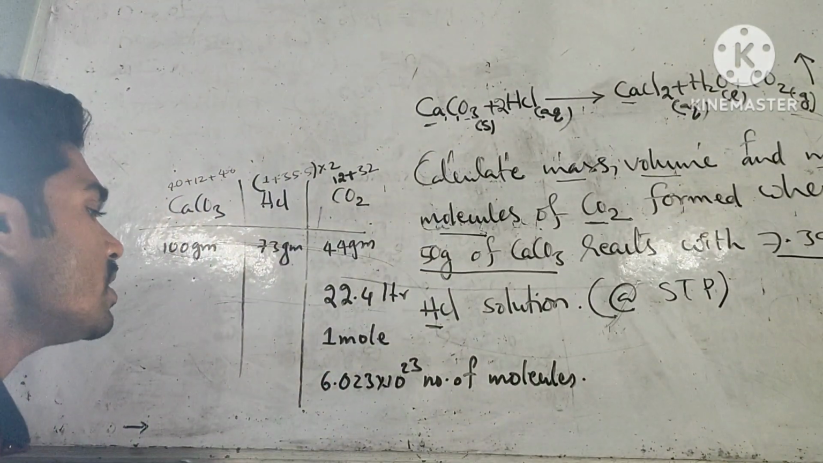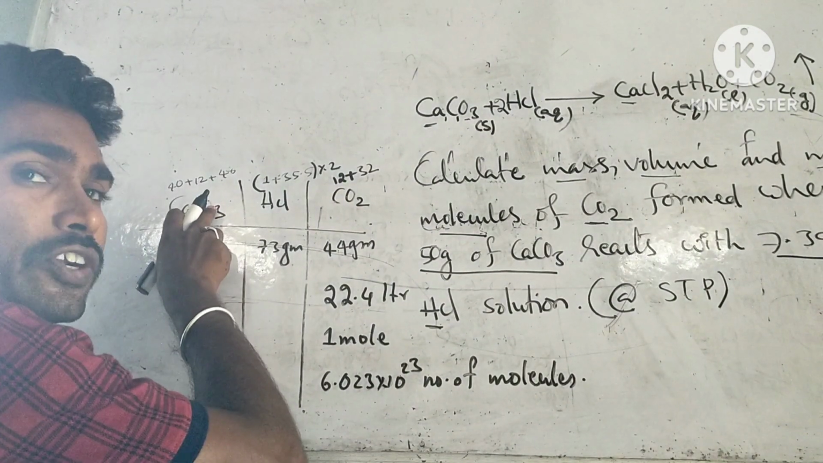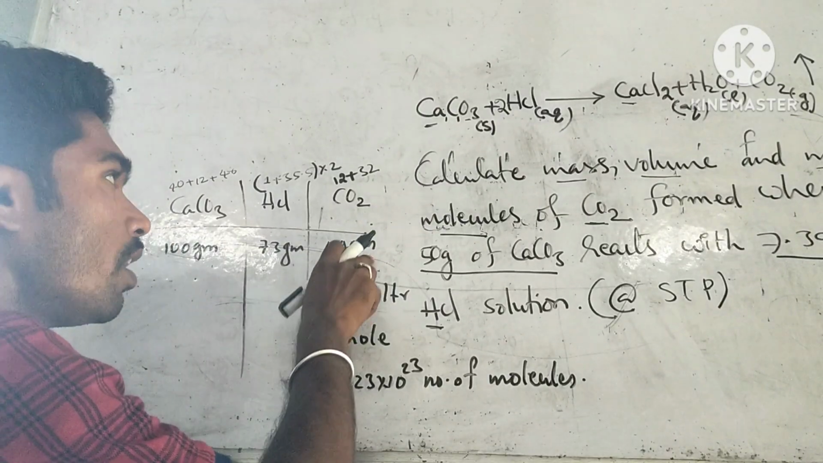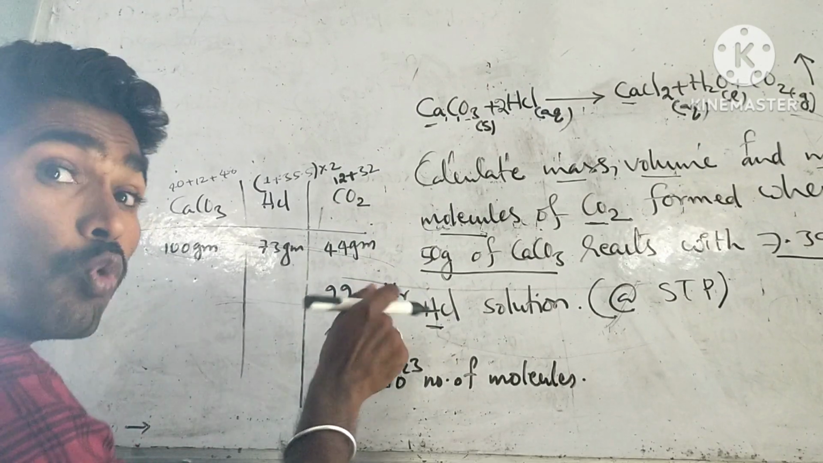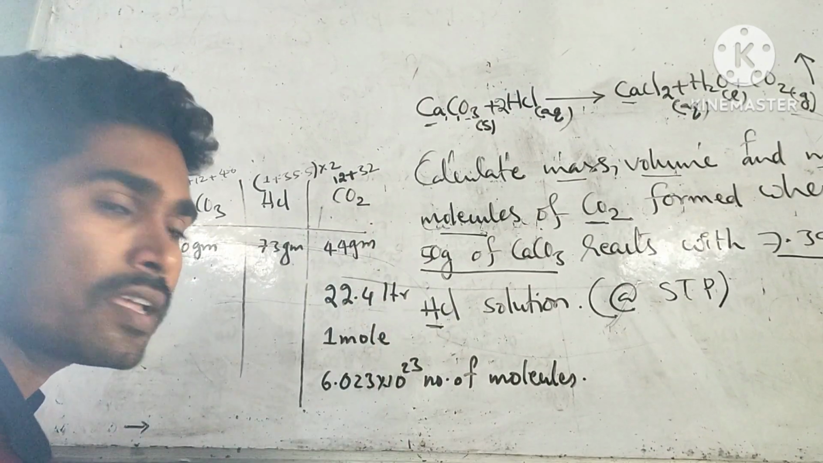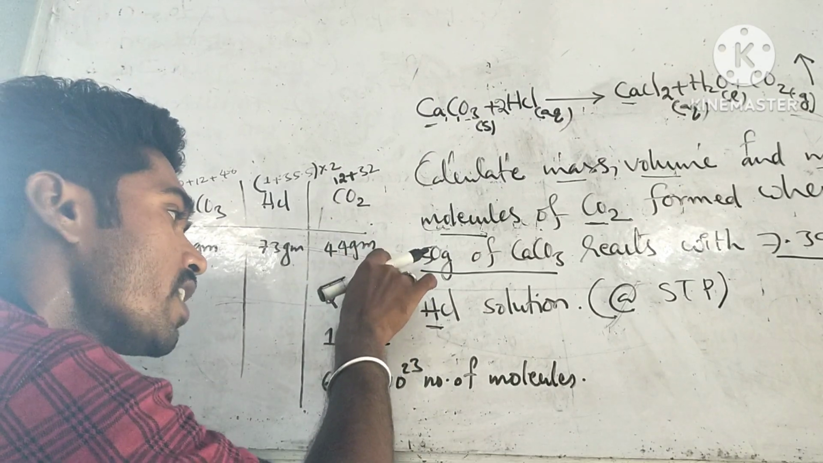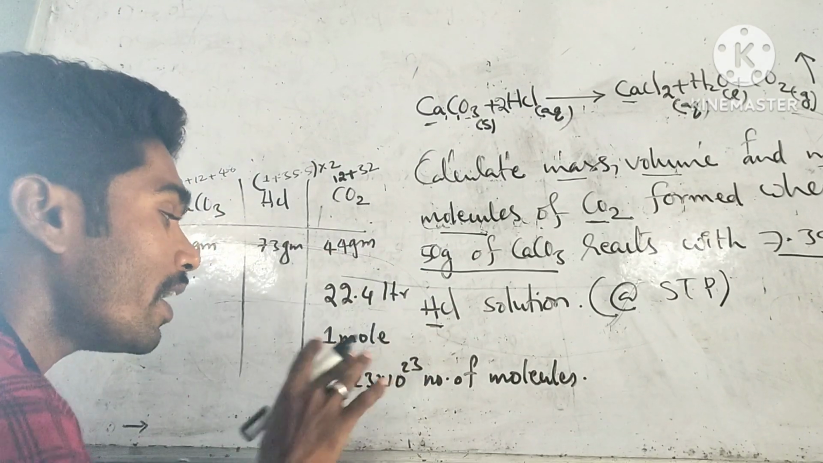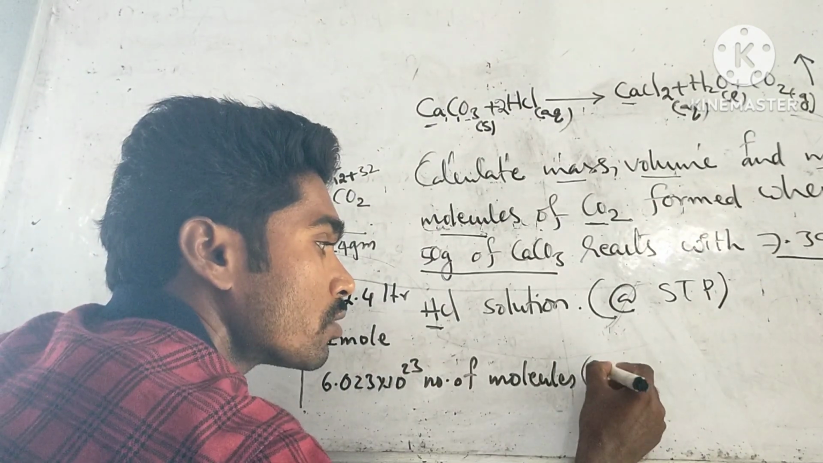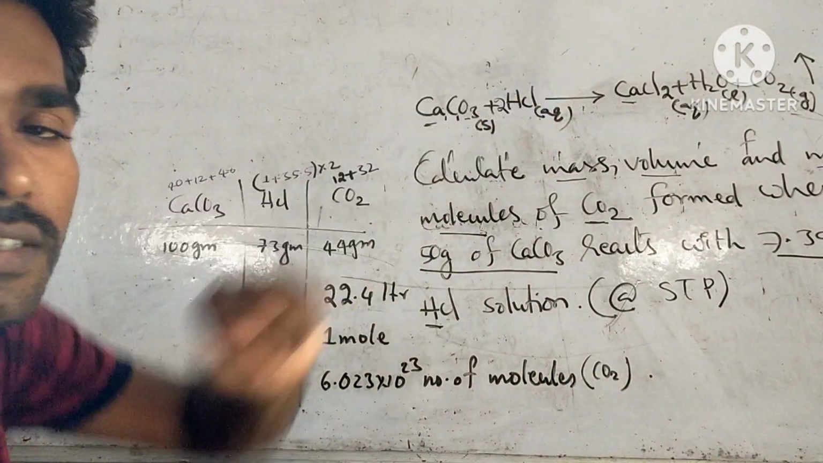So now, when you take 100 grams of calcium carbonate to react with 73 grams of hydrochloric acid, 44 grams mass of carbon dioxide can be formed, 22.4 liters volume of carbon dioxide is formed, which is 1 mole of carbon dioxide. This 22.4 liters or 44 grams of carbon dioxide, 1 mole of carbon dioxide, can contain 6.023 into 10 power 23 molecules. Which molecules? Carbon dioxide molecules. Okay, so this is the information we have from the balanced chemical equation.